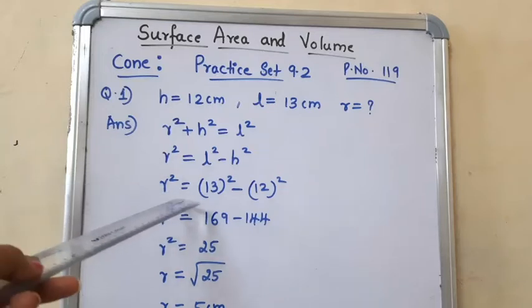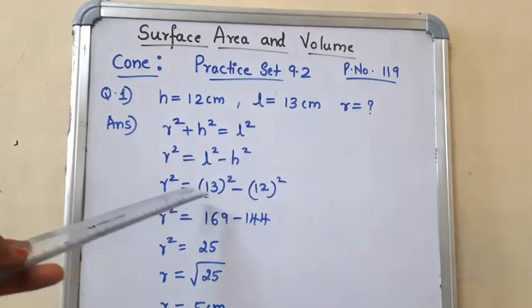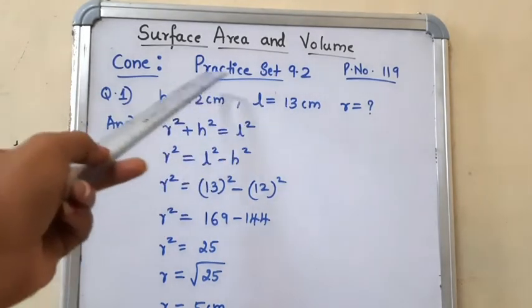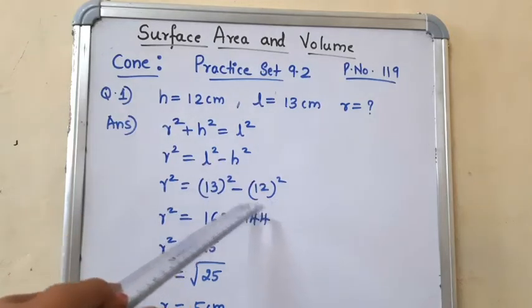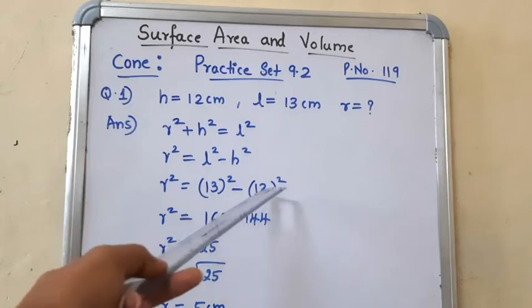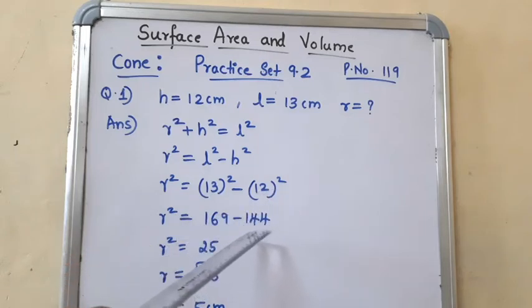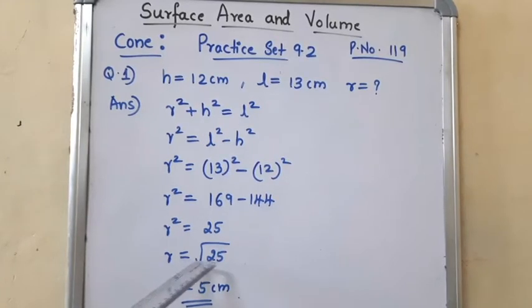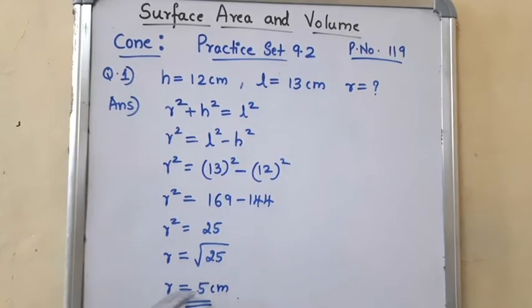Then we have R square is equal to, here now let's substitute the values. L is 13, therefore 13 square. H is 12, therefore H square is 12 square. 13 square minus 12 square, which is 13 square is 169, 12 square is 144, that is 169 minus 144 is equal to 25. Therefore R is equal to, taking square root of 25, we will get R is equal to 5 cm. So this is the answer. This is very easy question. Similar type of questions you will do as homework.